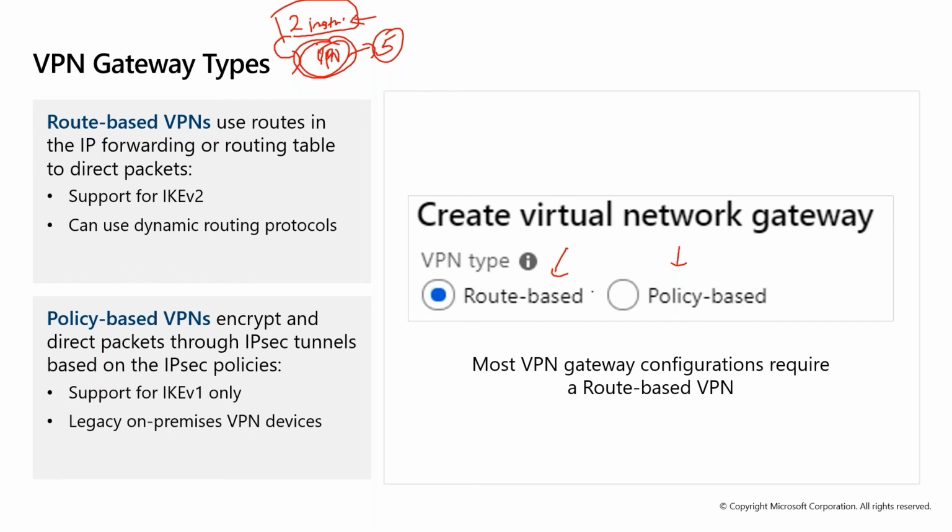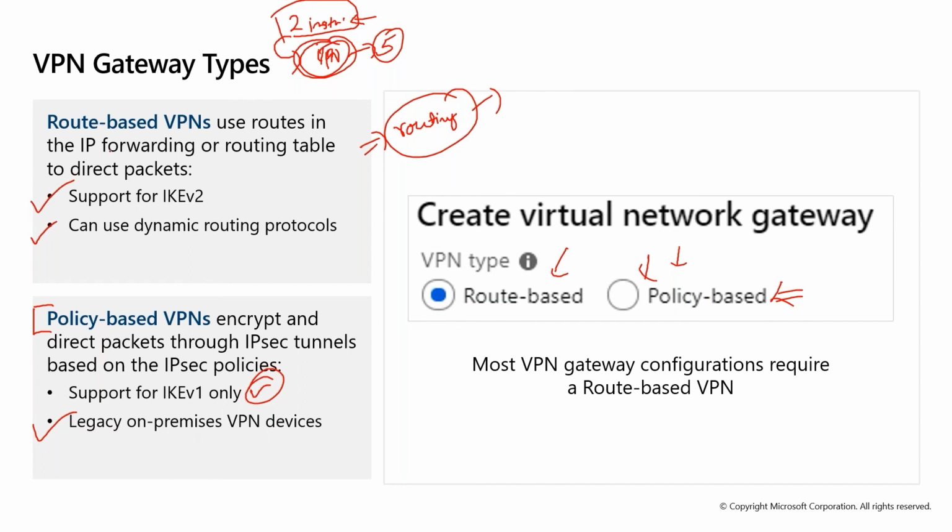Then you are seeing two types of things. One is route based. Route based is based on IP forwarding of packets according to the routing table, and mostly we will be using this, defining the routing table and forwarding the packets directly. It supports protocols like IKEv2, and we can use dynamic routing protocols here as well. While policy based supports IKEv1 only, and it is for legacy on-premises VPN devices. If you have some legacy VPN devices on-premises and want to connect them, you have to select this one.